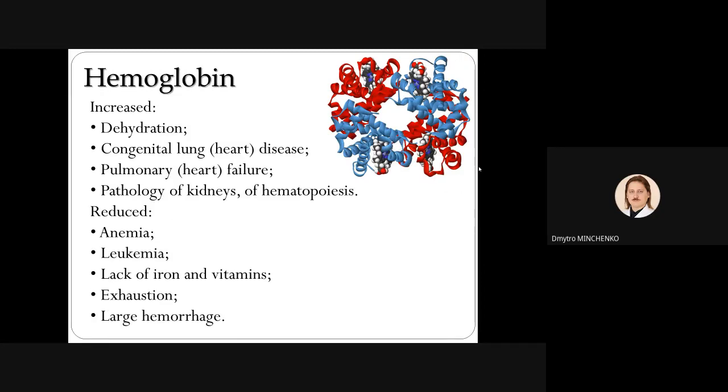Hemoglobin increases in dehydration, congenital lung or heart disease associated with severe hypoxia, chronic hypoxia, pulmonary or heart failure, pathology of kidneys or hemophilia. Reduced hemoglobin appears in anemias, leukemias, deficiency of iron and certain vitamins, example would be like B12, exhaustion, and large hemorrhages.